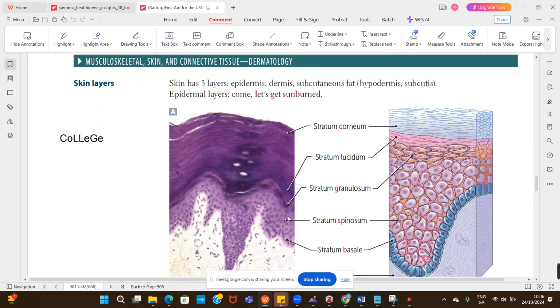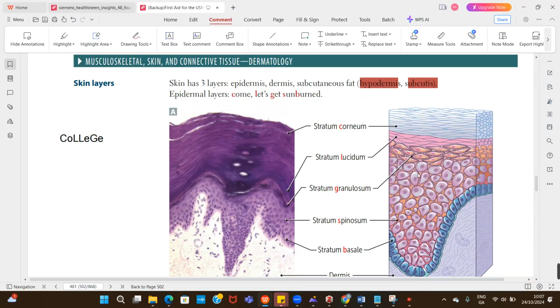So we are starting with the skin layers. We are all familiar with the layers of the skin. We have three major layers: the outer epidermis, the middle dermis, and the subcutaneous fat beneath. So three layers: the epidermis, the dermis, and the subcutaneous fat. The subcutaneous fat is also known as the hypodermis, or we can call it the subcutaneous tissue or the subcutaneous layer. Okay.